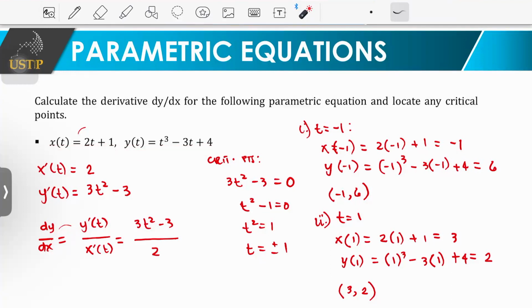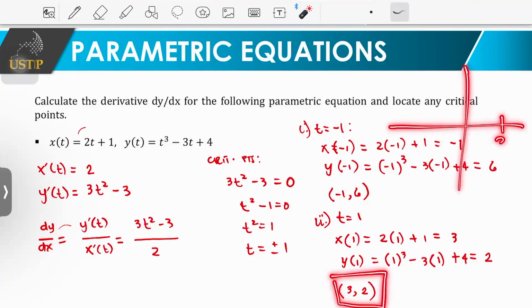So if t is equal to negative 1, we input it here and here, so that will be this value. So x is negative 1 and y will be 6. So the coordinate, class, will be negative 1, 6. Okay, so if we graph it, it is somewhere at negative 1, 6. So somewhere here. Okay, and then if t is equal to 1, we substitute again, we get an x value of 3 and a y value of 2. So the point will be 3, 2. So 3, 2 is somewhere here. Okay.